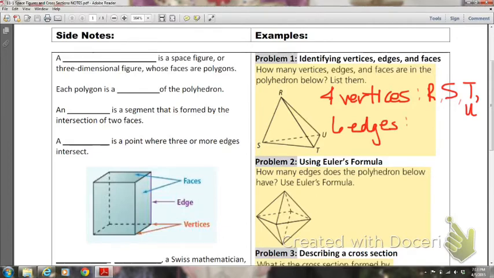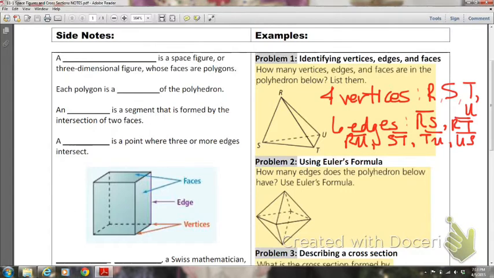And let's name those. They are the segments RS, so I'm going from the top down. RS, RT, RU. Now let's go to the bottom segments. Along the base, there's segment ST, segment TU, and segment US. So those are the 6 segments that represent the edges.